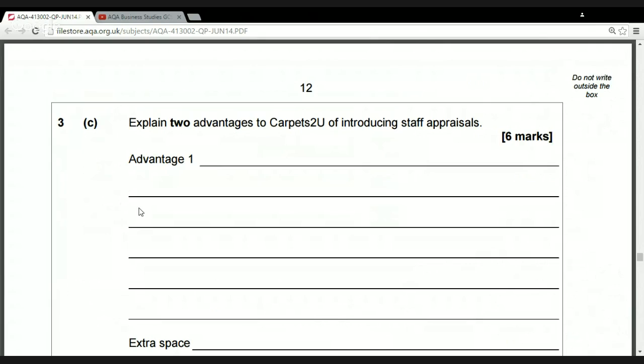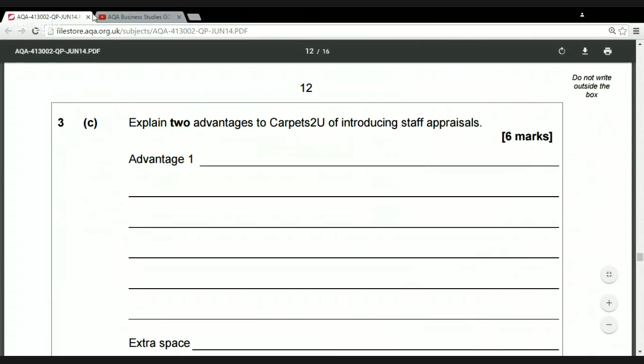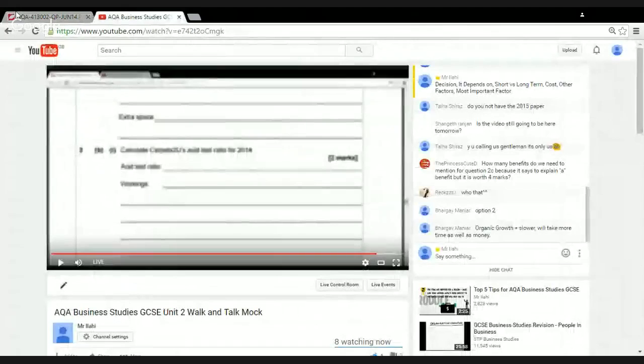So an advantage could be: it motivates employees with personal targets, it can identify specific training needs of individual employees, it can be used to promote the business strengths, e.g. good services, and it gets feedback from employees on how Carpets2U might improve as well. That could be an improvement.